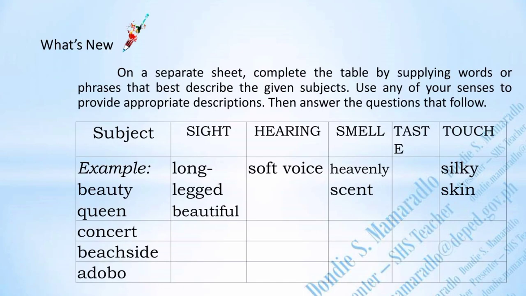On a separate sheet of paper, complete the table by supplying words or phrases that best describe the given subjects. Use any of your senses to provide appropriate descriptions. Then answer the questions that follow.